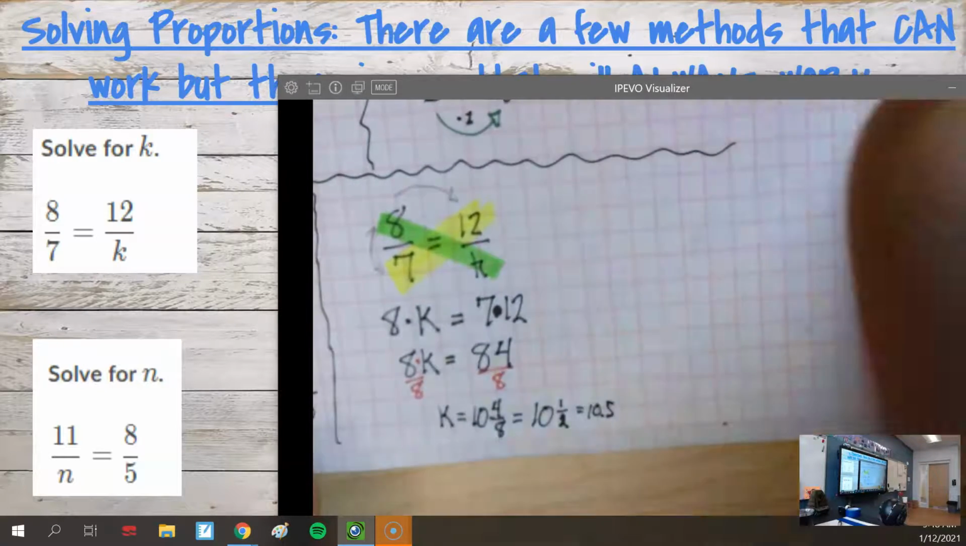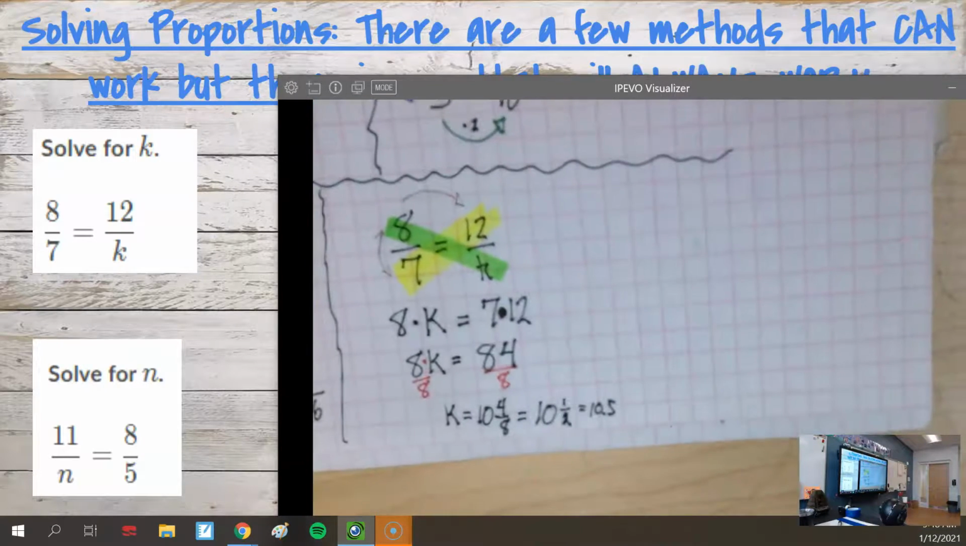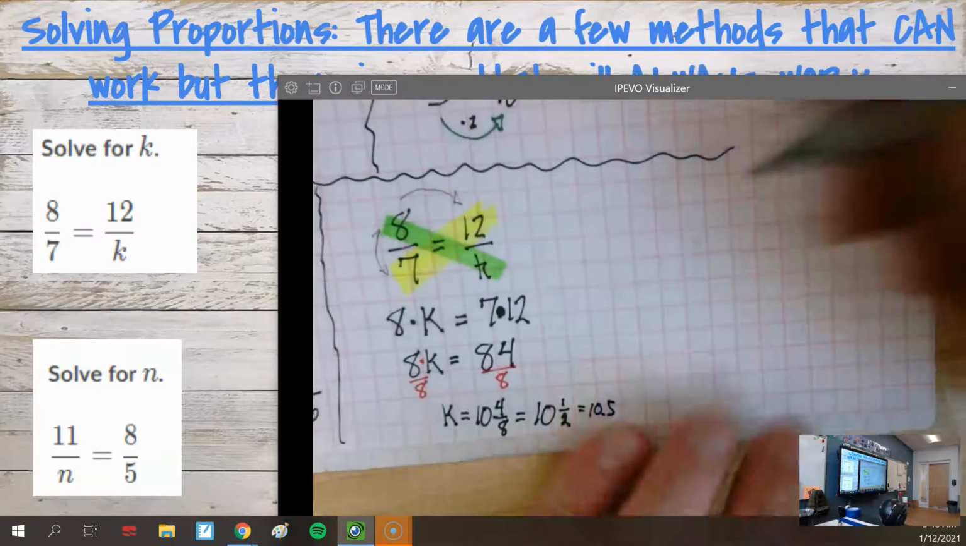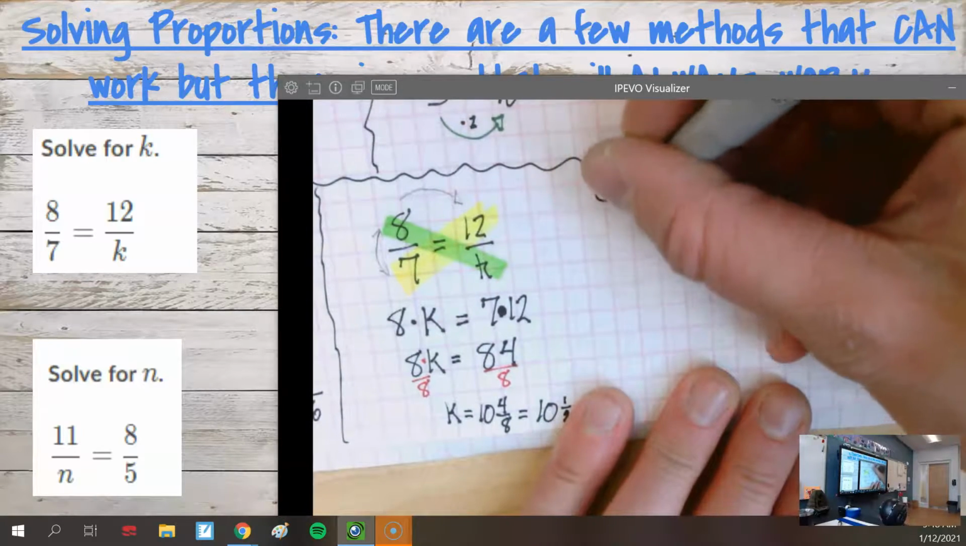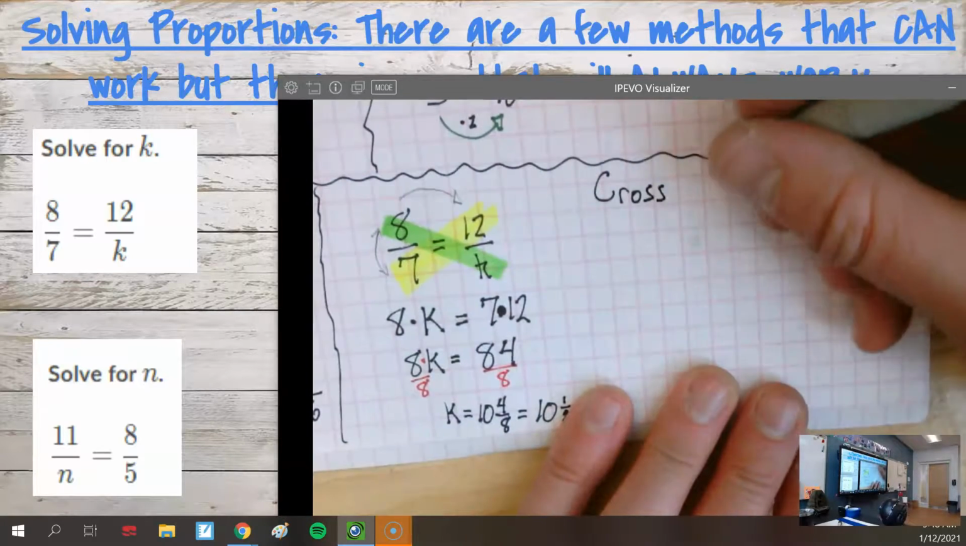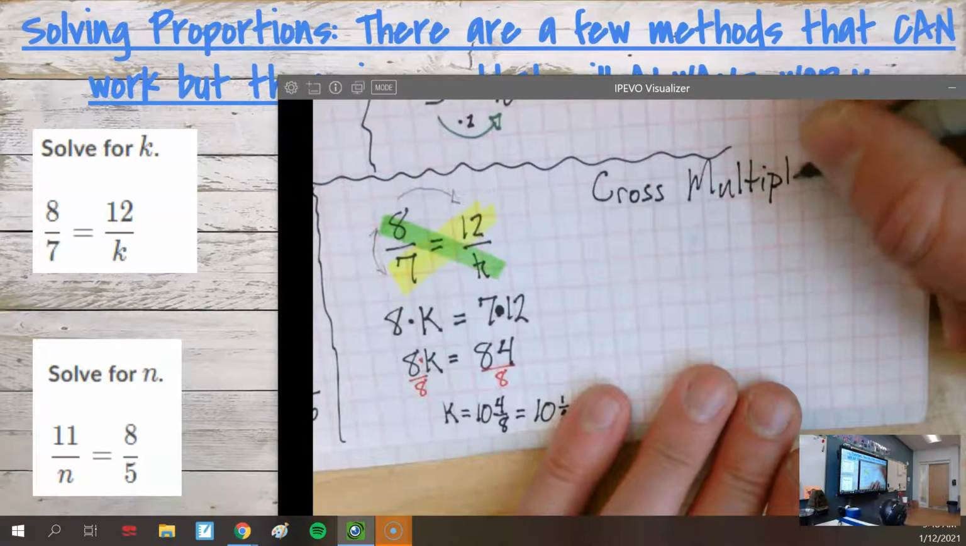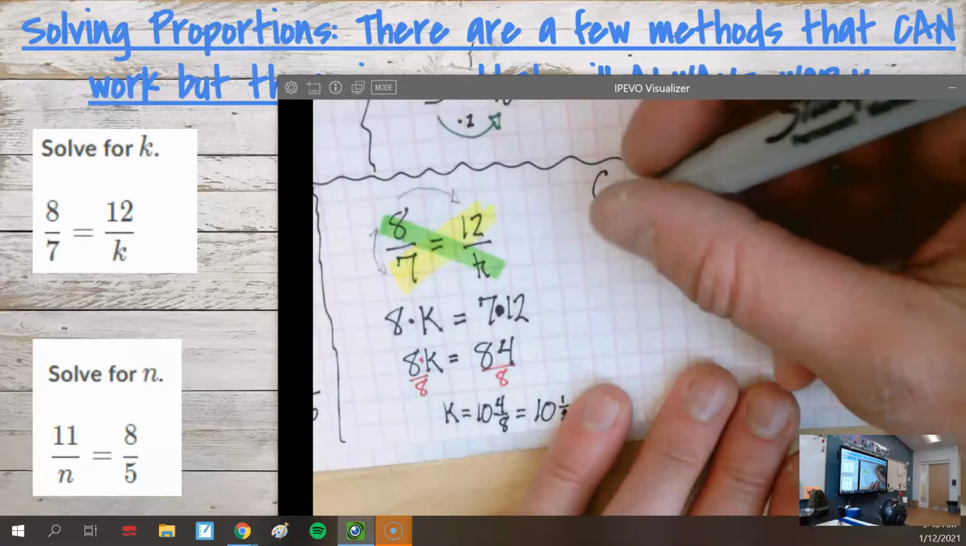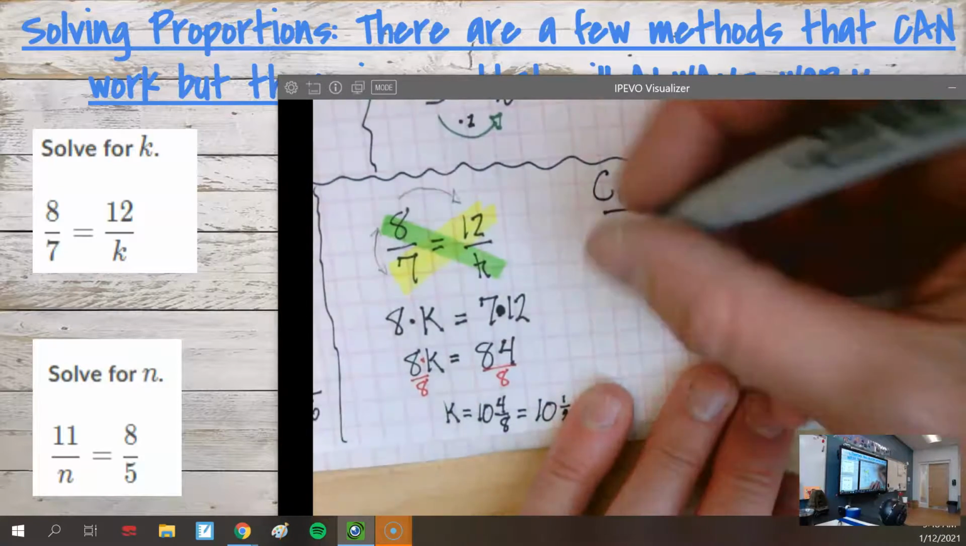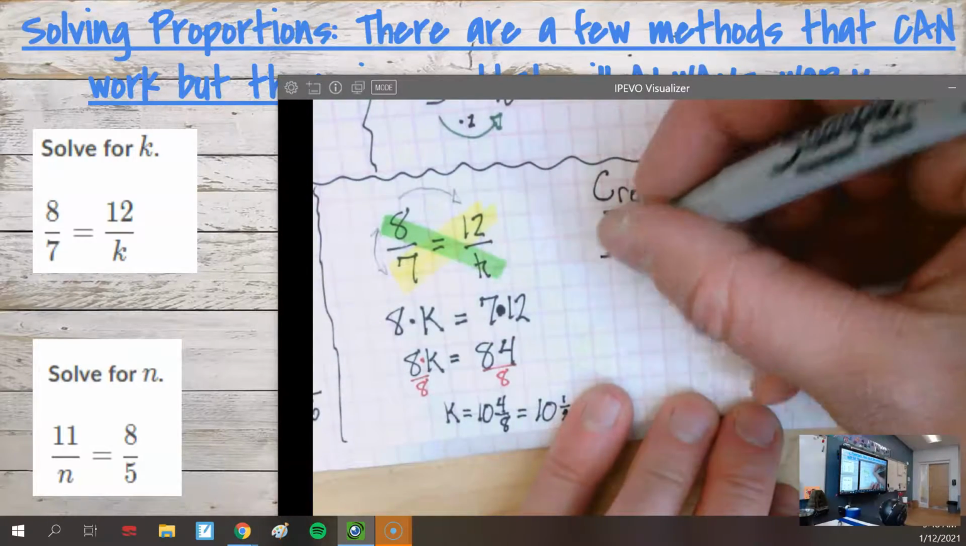Alright, so here is where, if you ask your parents or a sibling for help, they're going to say, oh, you want to cross, and they're not going to say products, they're going to say you want to cross multiply. So please write down cross multiply in your notes. We're going to go over what that process is.